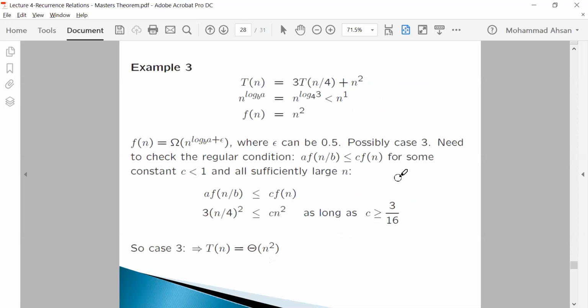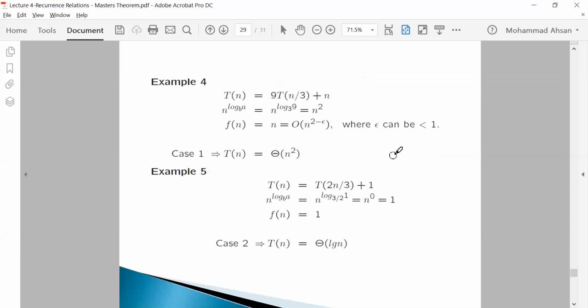This is case 3, where you have to look for some c value. f(n) is n square and that is n. So f(n) is greater than your value of n to the power log a to the base b. So you have to verify this condition again. And if you see, this condition is true when c is greater than or equal to 3 by 16. So it is n square. Similarly, this is case 1, and you just go through them. I'll send you more examples. Better do it on paper: take the problem, do it on paper, and then check with the answer in this slide.